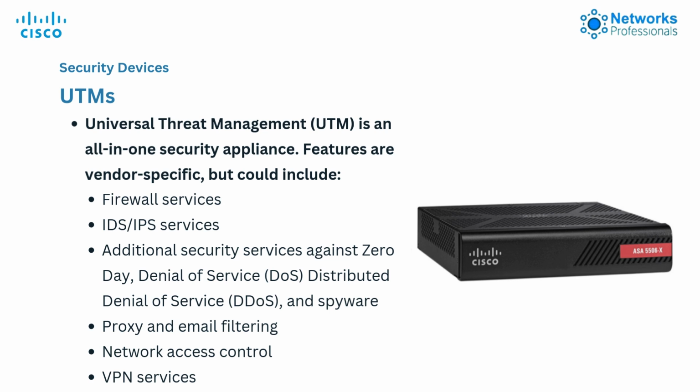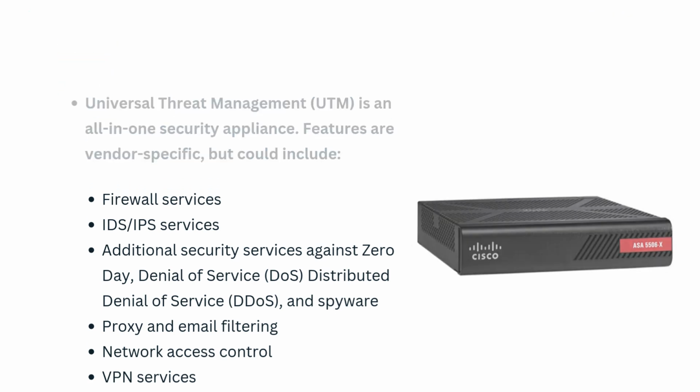Example. A UTM appliance might be used in an organization to provide comprehensive network security, including firewall protection, real-time intrusion prevention, email filtering, and VPN access for remote employees, all managed from a single platform.